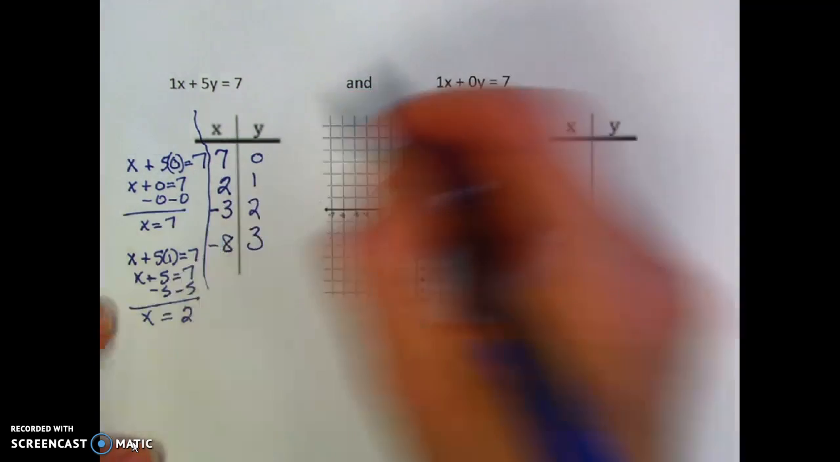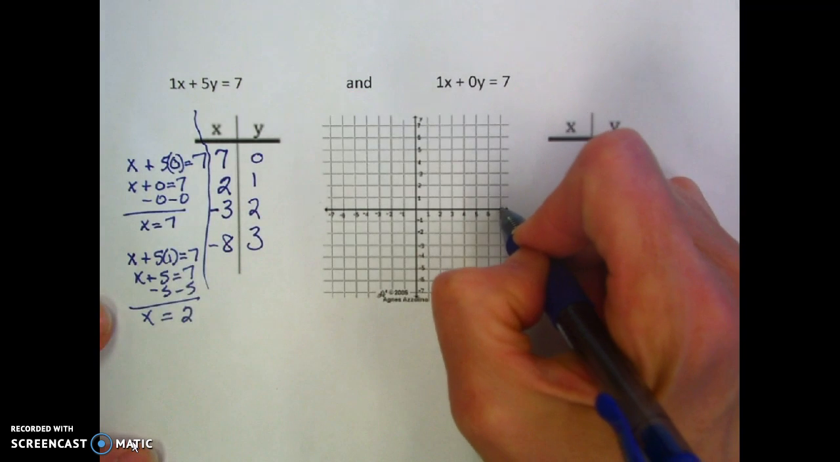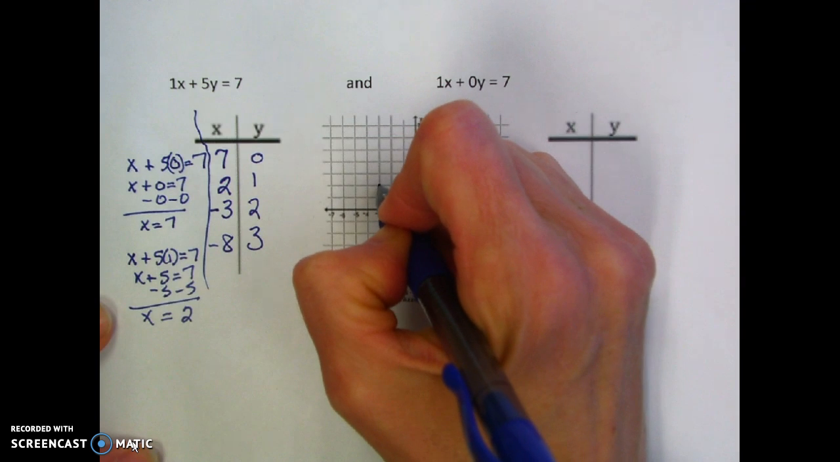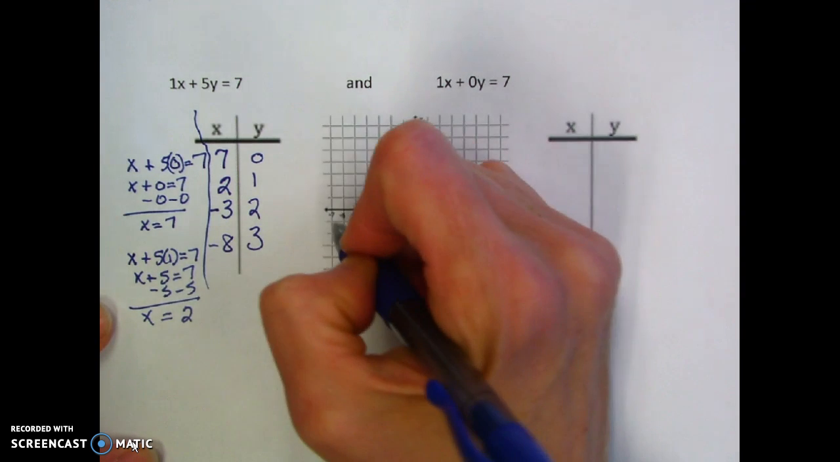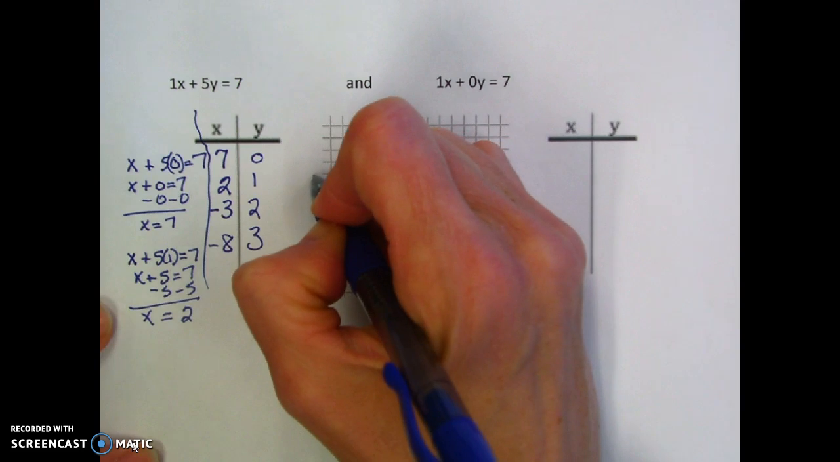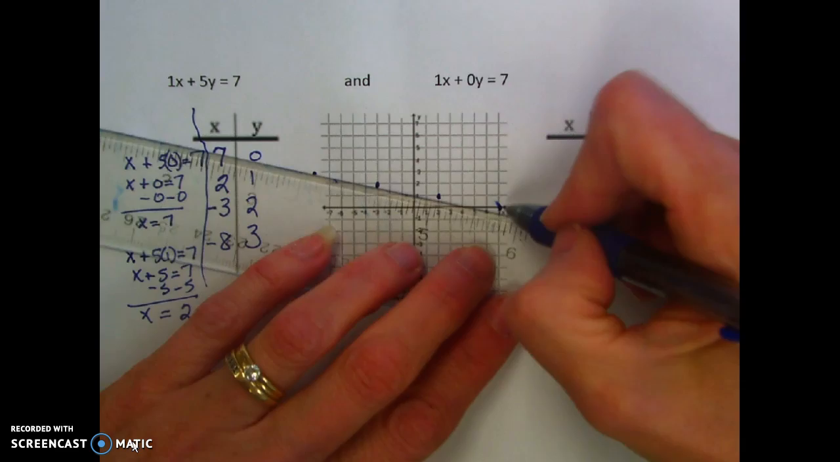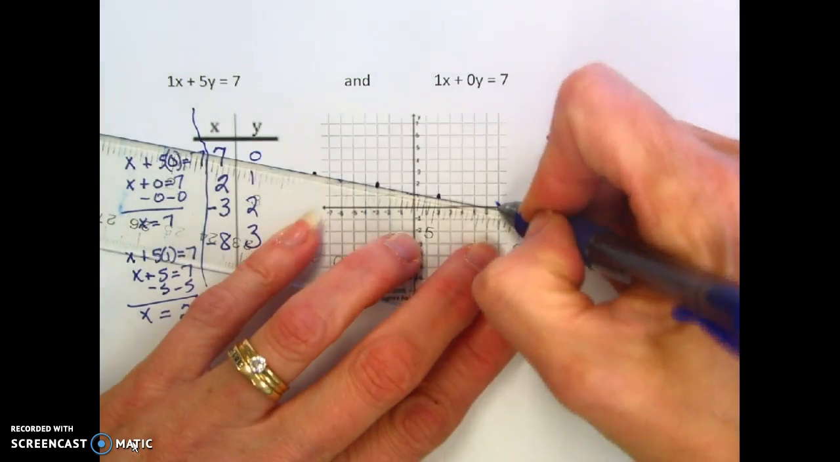So let me plot these points. 7, 0, 2, 1, negative 3, 2, and negative 8 is off the chart, but just so slightly, so I'm going to guess that it's about right there. So if I connect these points, there's my line for that equation.